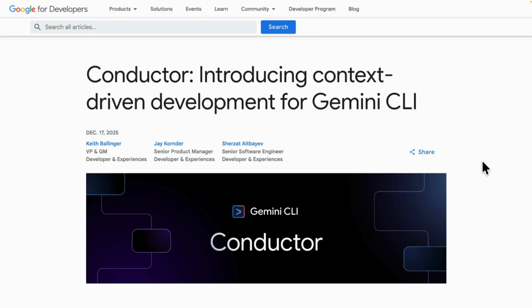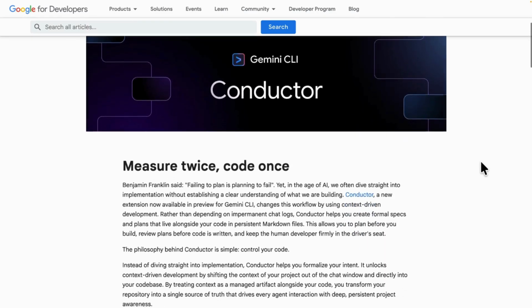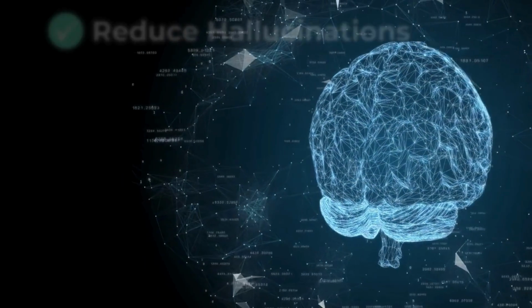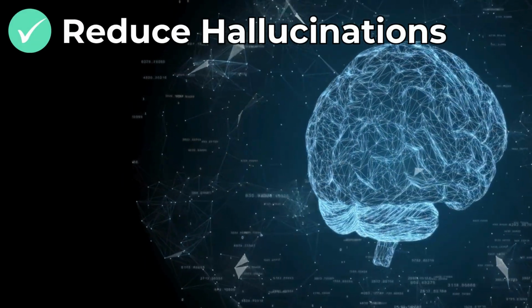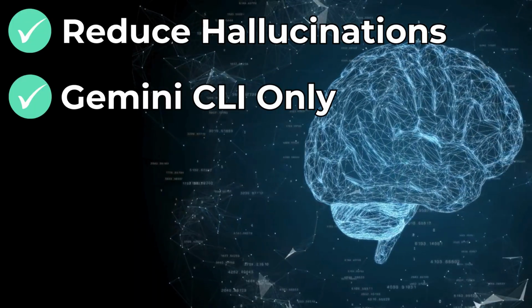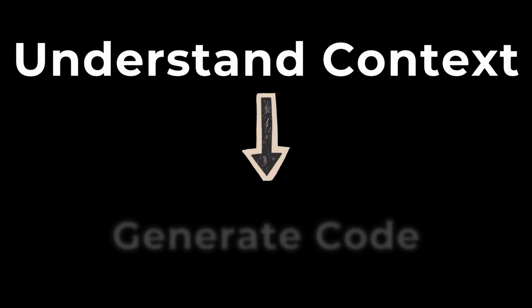Google just released Gemini Conductor. Conductor is a Gemini CLI extension built around something Google calls context-driven development. It's designed to reduce hallucinations and cut down the painful back and forth with your LLM that burns tokens. Gemini Conductor works only inside the Gemini CLI. In simple terms, it helps the model actually understand your codebase context before it starts generating code.